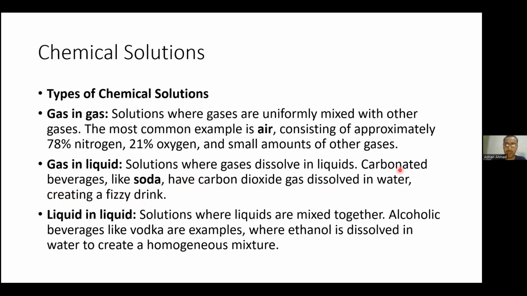Liquid in liquid. We have another type of solution where, when we mix two liquids, we make a solution. These are solutions where liquids are mixed together. Alcoholic beverages like vodka are examples where ethanol is dissolved in water to create a homogeneous mixture.